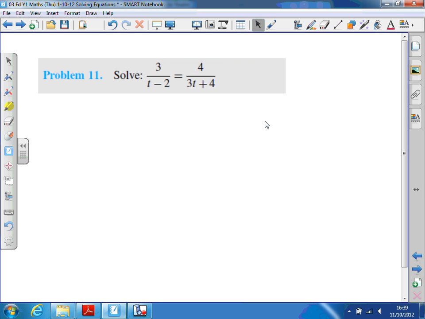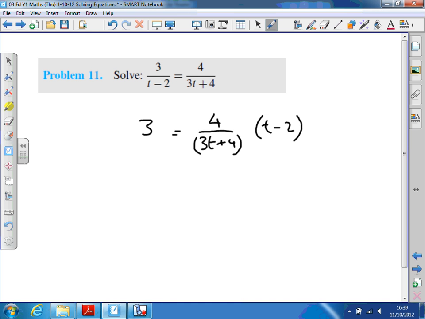We've got something like this. Fractions all over again, but this time the thing I'm after is in the bottom. It's in the denominator. Well, don't let that worry you. Just multiply. If I want to get rid of the t minus 2 underneath, multiply by t minus 2. So I end up with 3, because I multiplied by t minus 2, equals 4 over 3t plus 4, multiplied by t minus 2. I've multiplied both sides by t minus 2.